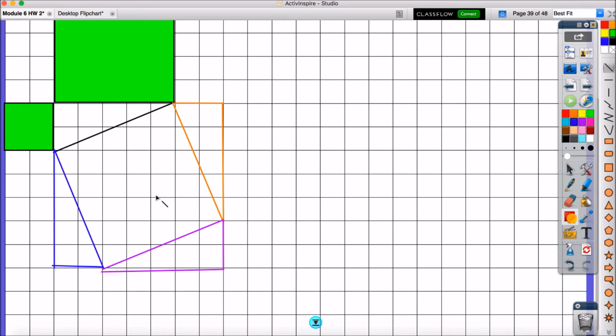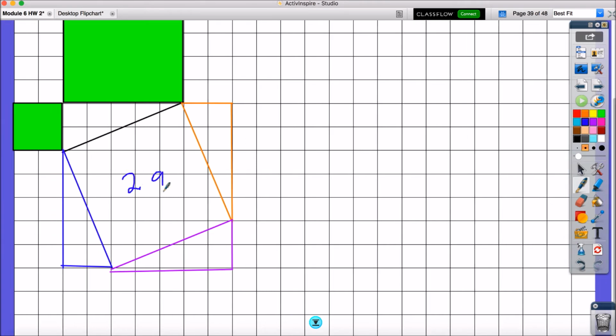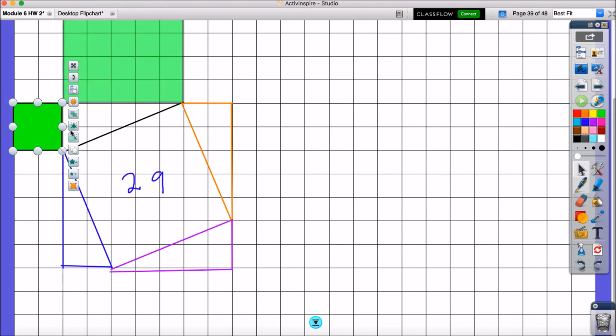And as you can see now, I have my area of 29. Because remember, the area of b squared plus the area of a squared is going to add up to the area of c squared. So if this is the area of 25 and this is the area of 4, 4 plus 25 is 29.